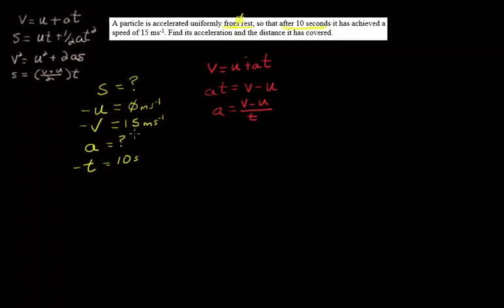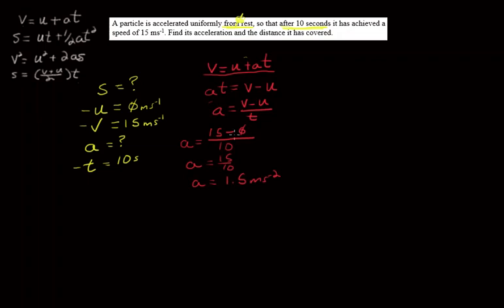Write down SUVAT, fill it in, write down the equation, and then figure out how you need to manipulate that equation to use it. All right, now it's just a matter of plugging it in. Our initial velocity is 15 meters per second minus 0 over the time of 10 seconds. And so our acceleration, 15 divided by 10, acceleration is 1.5 meters per second squared.